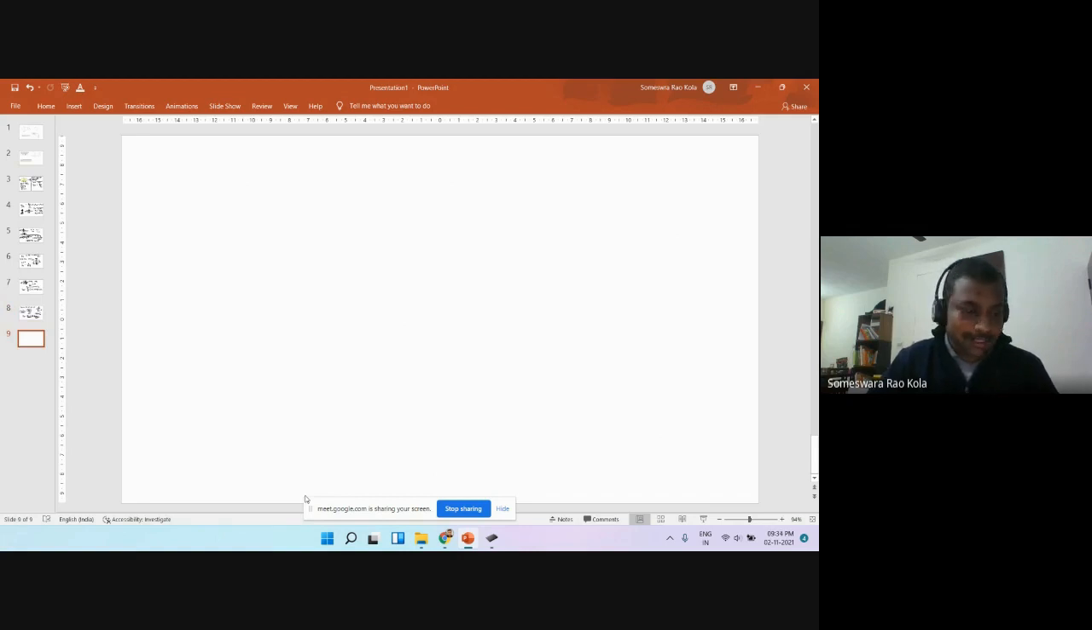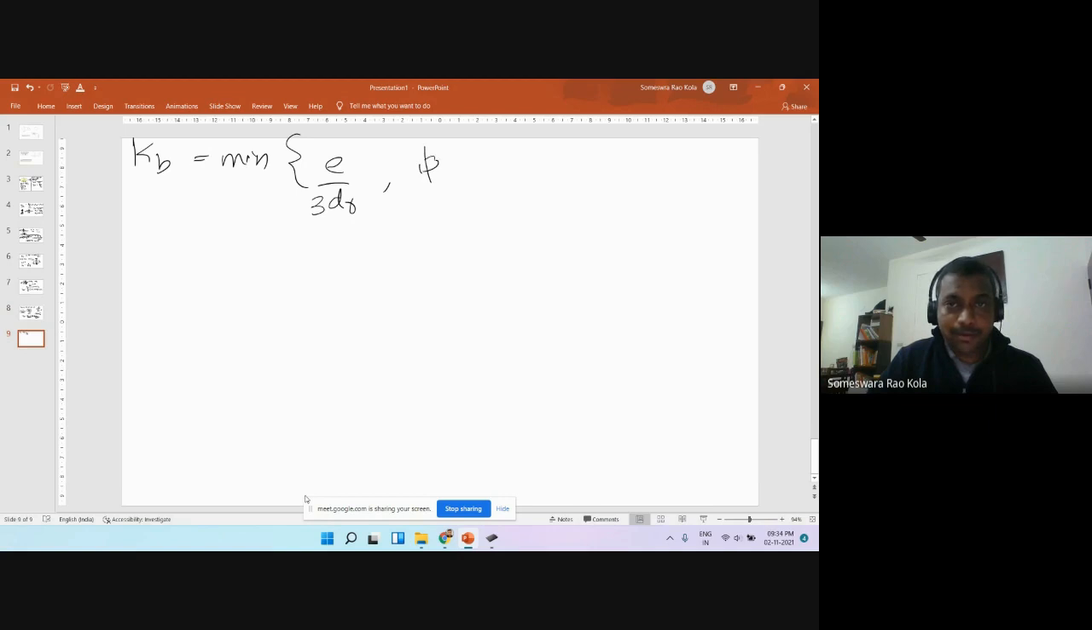Okay, now having understood that, let's write down what is kb. It's a bunch of values, and we just have to take the minimum of all these four: e by 3 d naught, p by 3 d naught minus 0.25, fub by fu. I'll come to this, and then 1. Its maximum shall be 1, but it shall take the minimum of all these values.